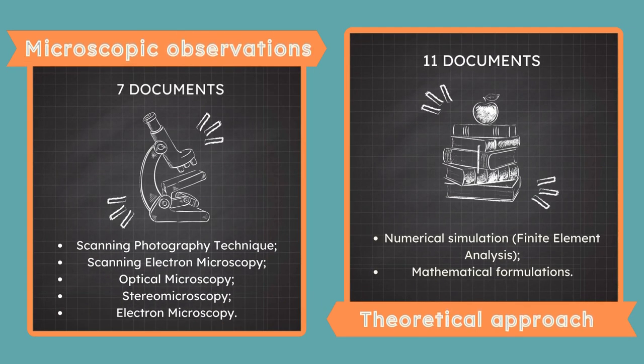Microscopic observations are not so widespread in the selected works, despite being very useful to precisely perform a fracture surface analysis during the experiments of wood failure. Among the selected documents, only 7 include microscopic observation of the surface by means of photography, scanning electron microscopy, optical microscopy, stereo microscopy, and electron microscopy.